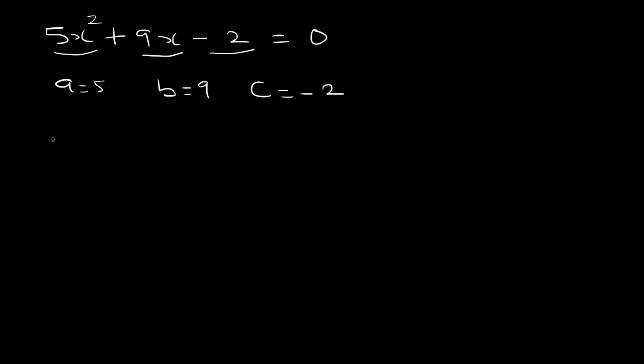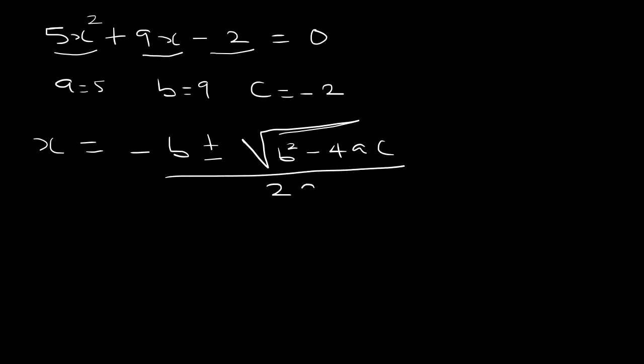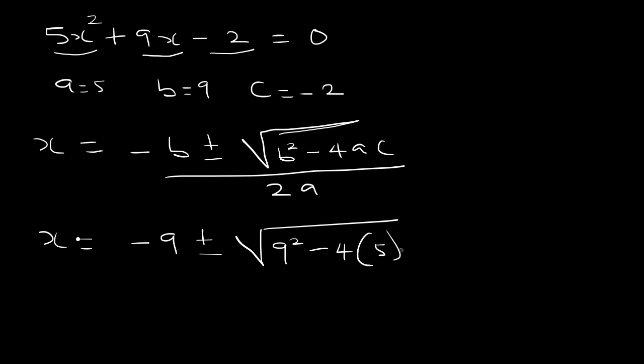The next thing to do is to bring up the quadratic formula. So the quadratic formula, we have x is equal to minus b plus minus the square root of b squared minus 4ac, all over 2a. Now what we'll do next is to substitute the values of a, b and c into this formula. So we have that x is equal to minus b. B is 9, so this becomes minus 9, plus minus the square root of b squared. B squared becomes 9 squared minus 4 times a, which is 5, times c, minus 2. Everything over 2 times 5.